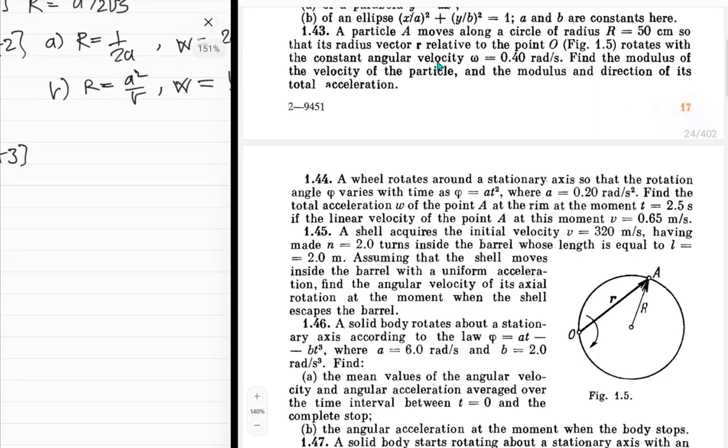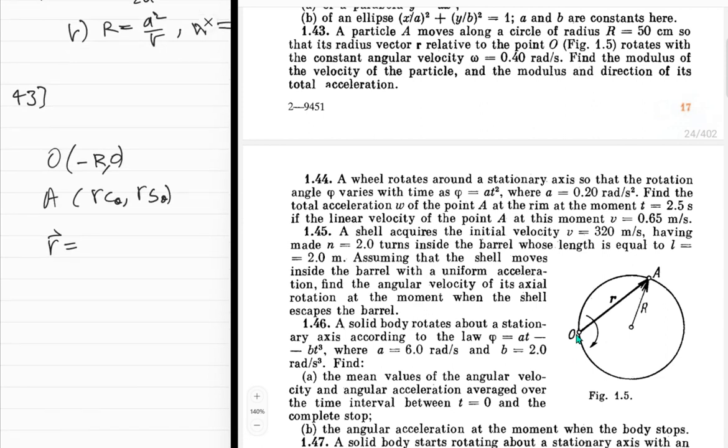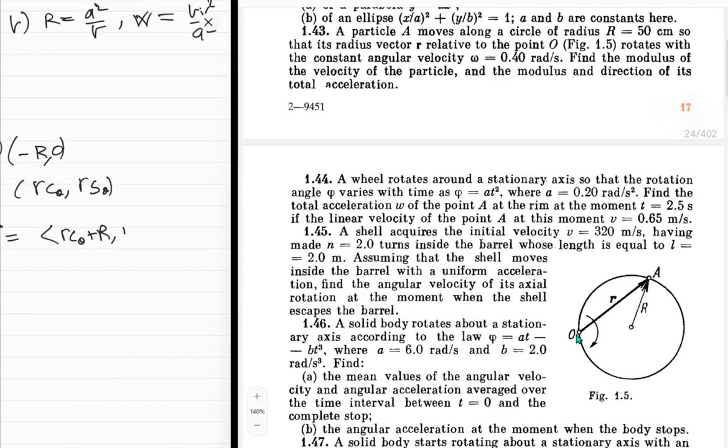Okay, so let's try to do it. We'll just take this center to be our origin, then this point is just, it's crazy, right, to see O as not being used as the origin, but that's how it is. So it will be negative capital R comma 0, and our point A, that's just r cosine theta comma r sine theta, and yeah, so your r vector, that will just be equal to this minus that, which is r cosine theta plus capital R and then r sine theta.